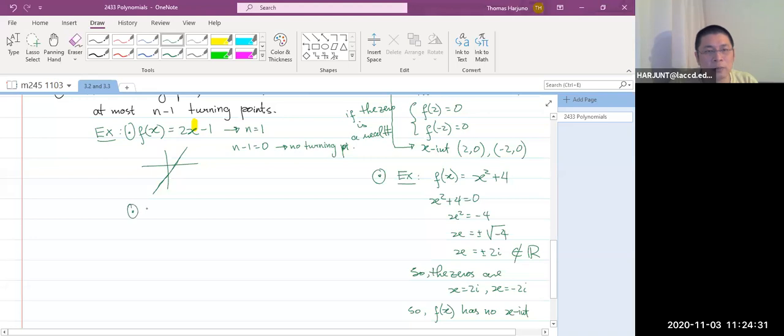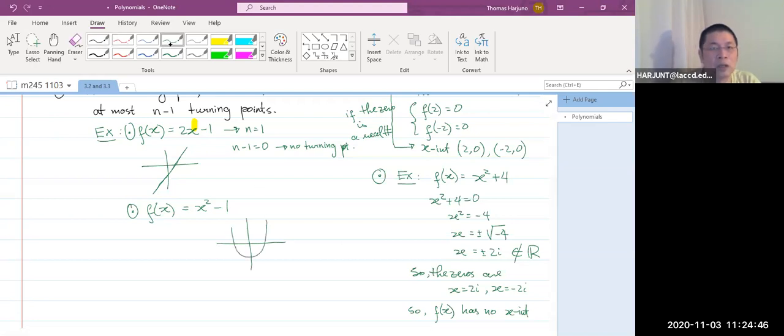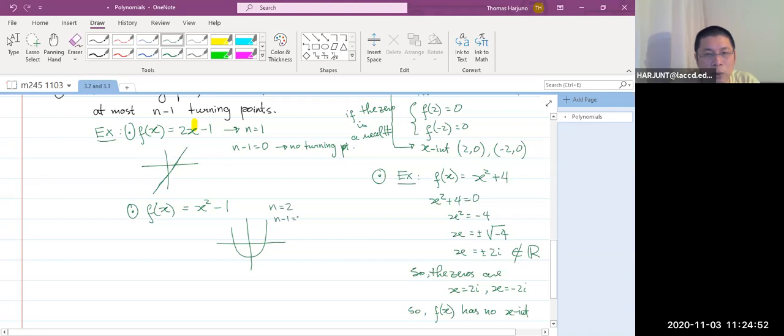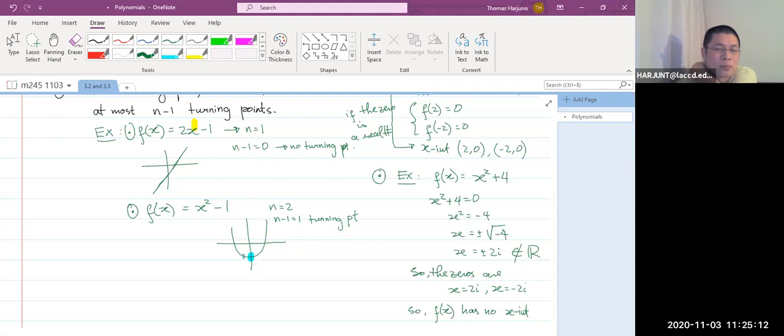On the other hand, if you have f(x) equals x squared minus 1, then it looks like this. Notice that the degree is 2. So the number of turning points is at most 1. Where is that turning point in this case? The turning point is here. This is the turning point.